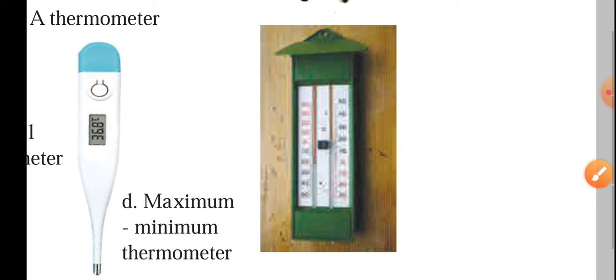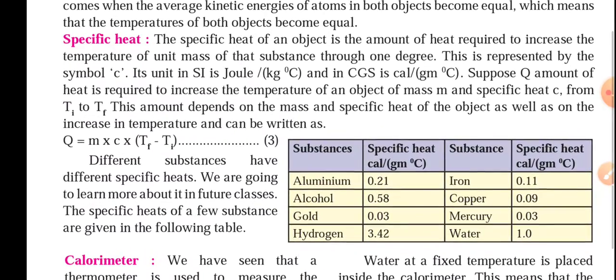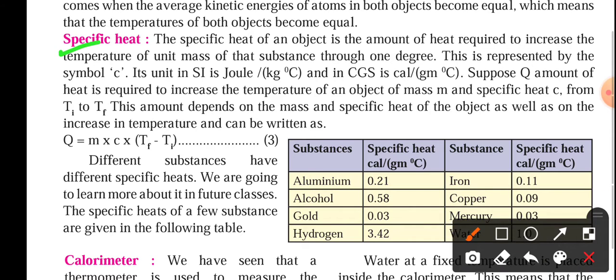The next thing we have to study is specific heat. The specific heat of an object is nothing but the amount of heat required to increase the temperature of a unit mass of the substance through 1 degree. In simple words, this is the definition I was reading about specific heat. That is, the specific heat of an object is the amount of heat required to increase the temperature of a unit mass of that substance through 1 degree. This is the scientific definition.